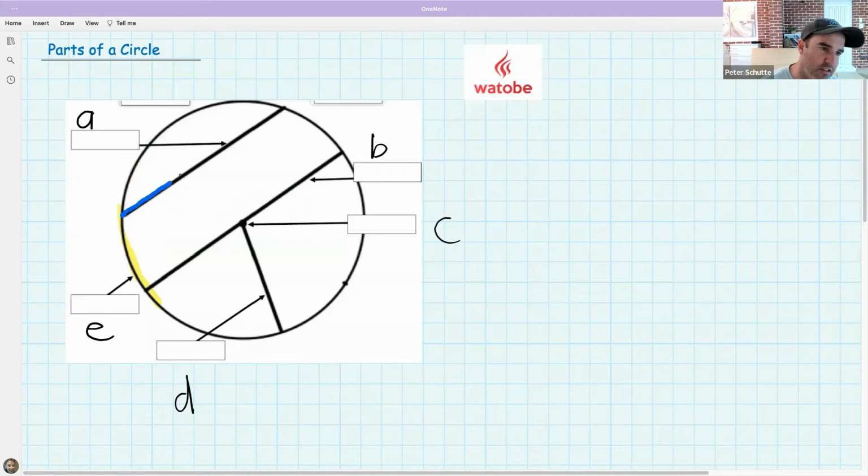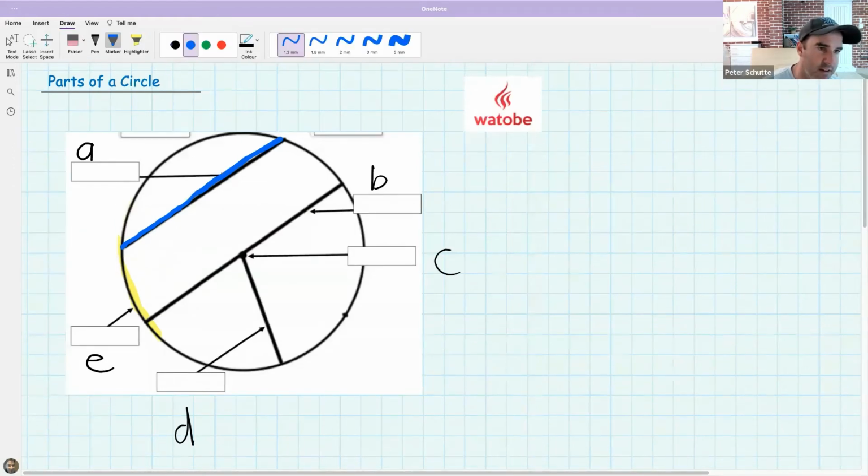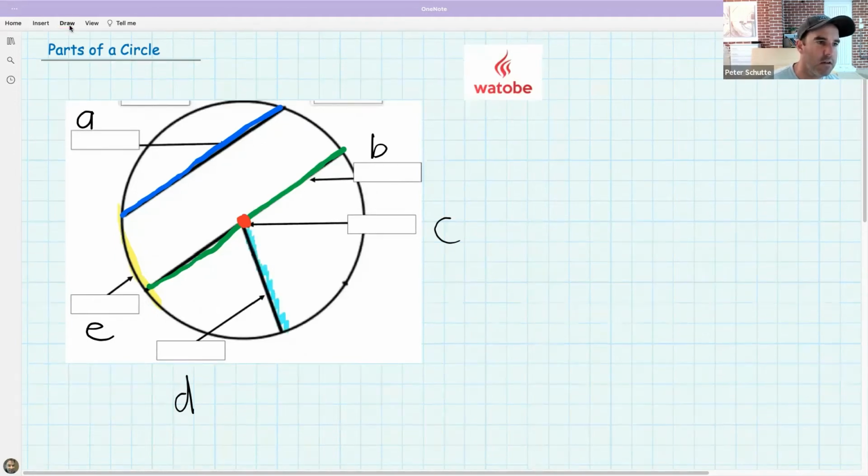A refers to this, B refers to, let me get a different color, B refers to this. I think C refers to that. And then what else do we have? I'll use black again. Maybe I should use a different color highlighter. Those are all my colors. This is D. And then E is kind of the yellow bit, but it actually depends on if it goes the whole way around or not.